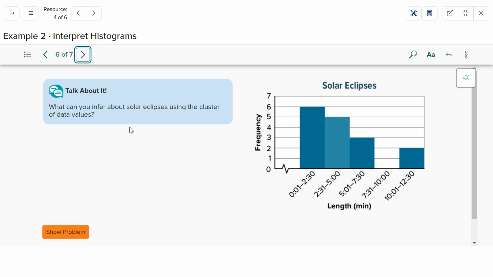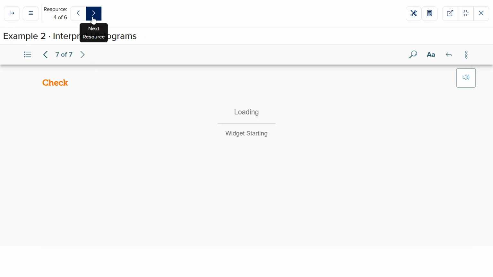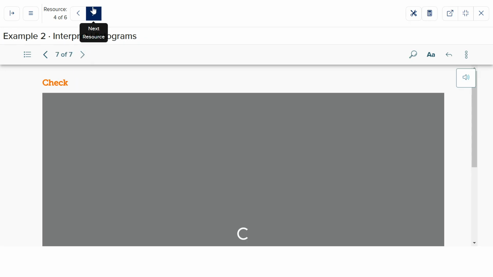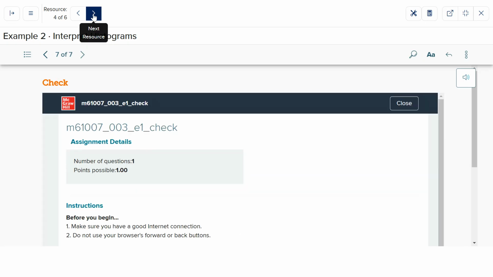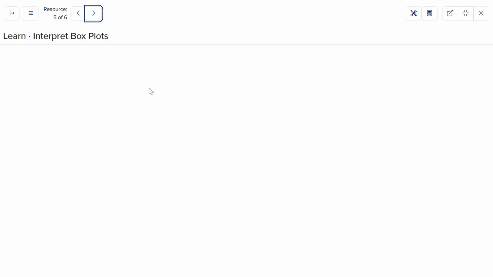So what can you infer about solar eclipses? We're not going to do that. Try this for the histogram. I do recommend when you check for outliers, if it's not blatantly obvious, you should probably go through and actually calculate that out. And then finally, we're going to learn to interpret box plots eventually after she loads here.